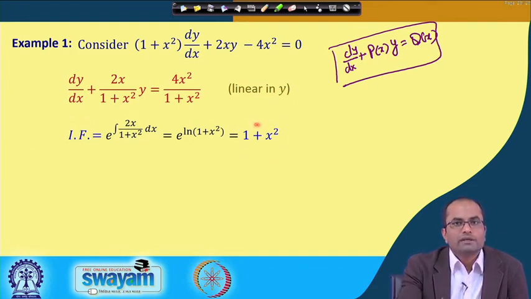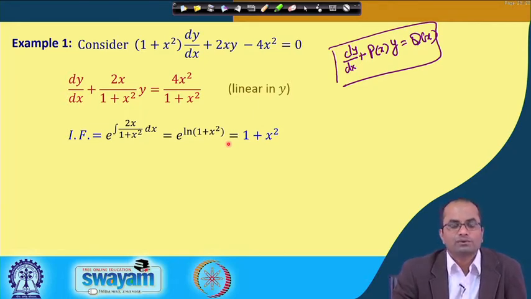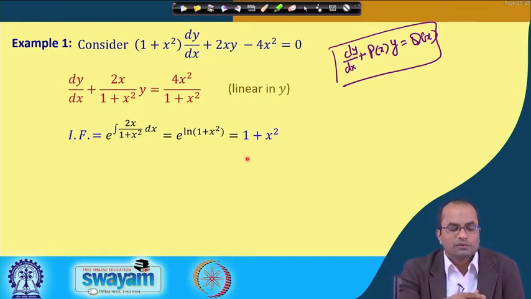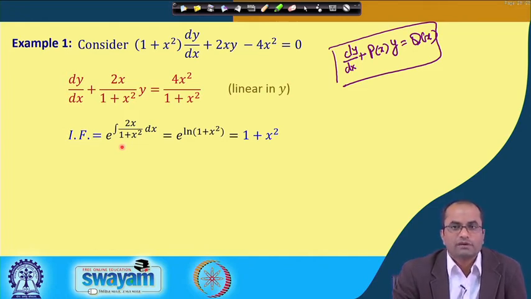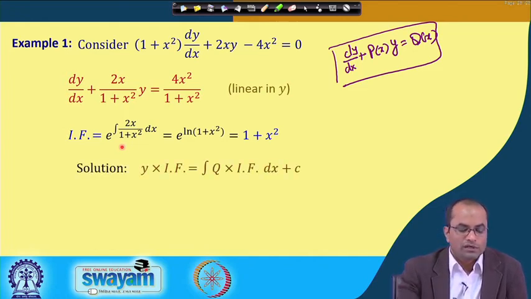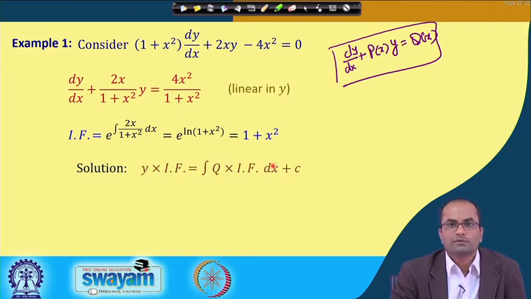Having this integrating factor, 1 plus x square, we can use directly the formula for writing down the solution, or we can multiply the given equation by 1 plus x square and then see that the left hand side is a total differential of some function. So the solution was y into the integrating factor equal to the integral of q into the integrating factor, dx, plus a constant c.